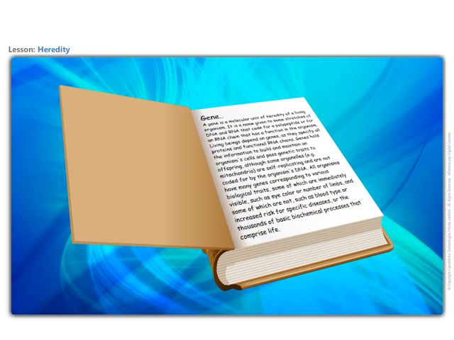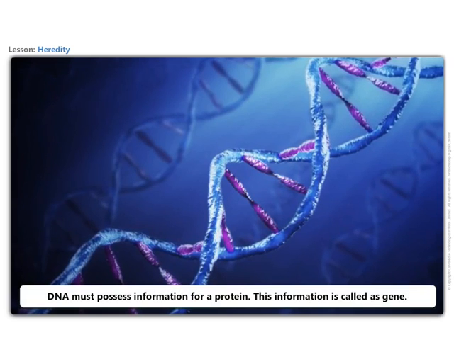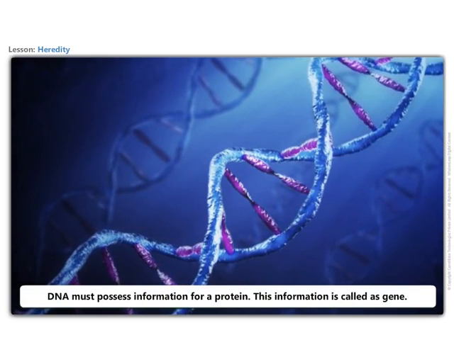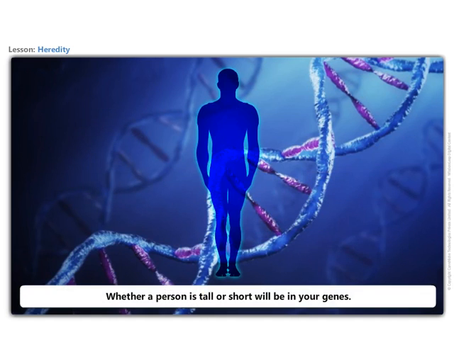Was that too many terms to remember? Confused? Here is an example to clarify it better. Firstly, the DNA must possess information for a protein. This information is called a gene. The protein forms the enzyme responsible for height by producing the hormone which regulates the height of an individual. The amount of hormone depends on the enzyme producing it, and the enzyme production will depend on the quality of protein and the coding by the gene. Whether a person is tall or short will be in your genes.